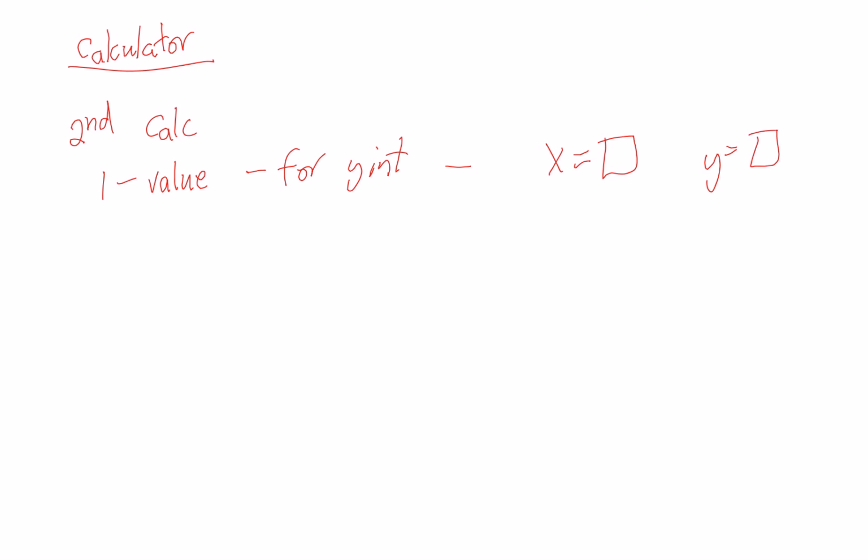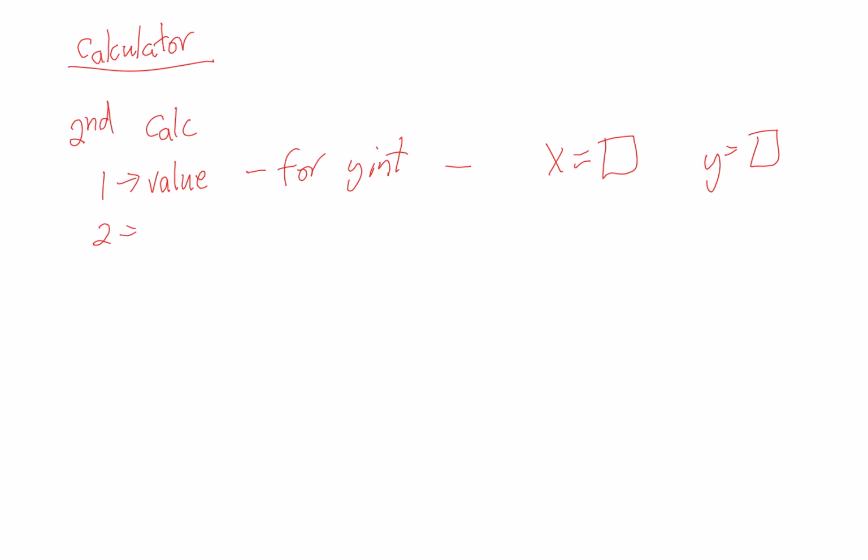On your calculator, once you have your graph, if it's asking you to calculate certain things, you want to go to second calc, which is above the trace button, and then there are 4 different choices. The first one is value, and that one works well for the y-intercept or any other x. You just type in x equals whatever number you want, and it'll give you the corresponding y value.